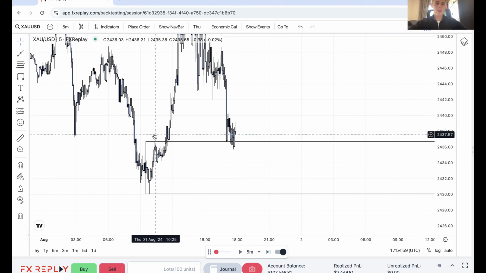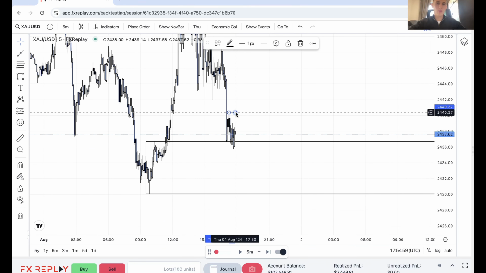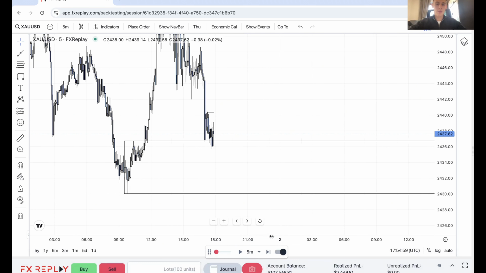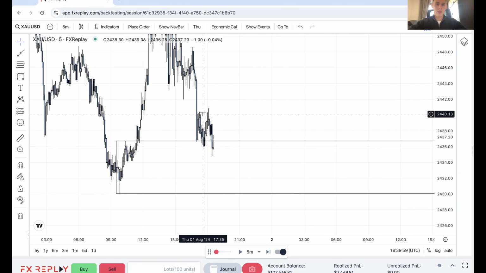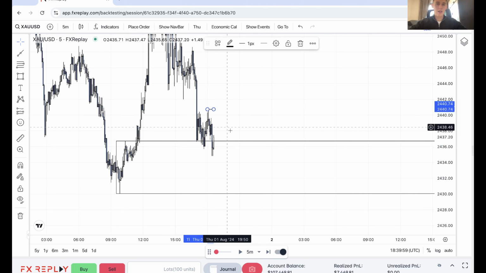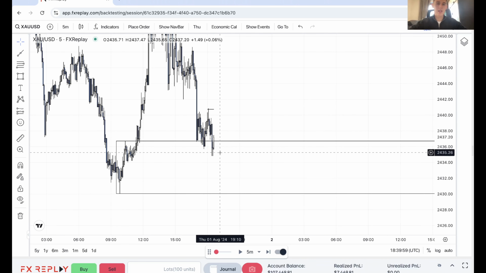So now, based on the fact that price is in our demand, we simply wait for a break of the most recent structure just here. Okay, so now we want to see this high broken instead because price created a new low.